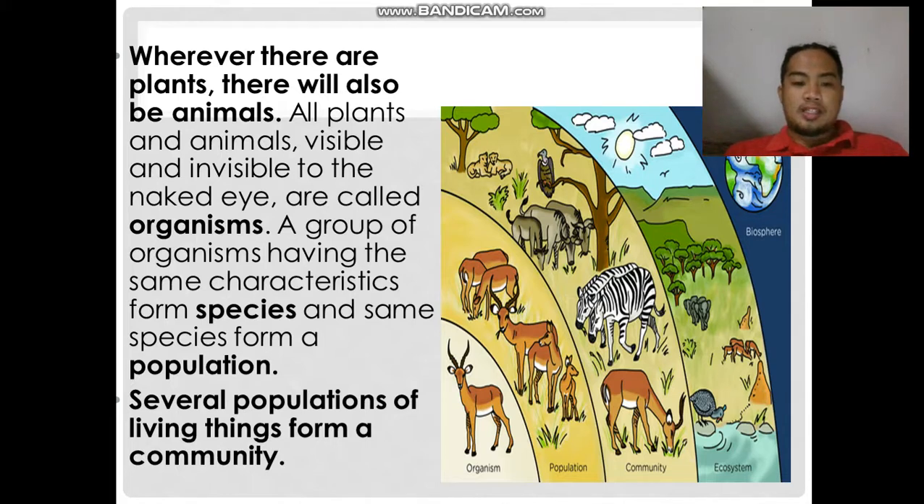A group of organisms having the same characteristics form species. If organisms group together because they are similar, we call them one species, and the same species form a population. Take note. Several populations of living things form a community. So we have come up with a specific to general classification of animals in an ecosystem. First is the organism, species, population, and community.